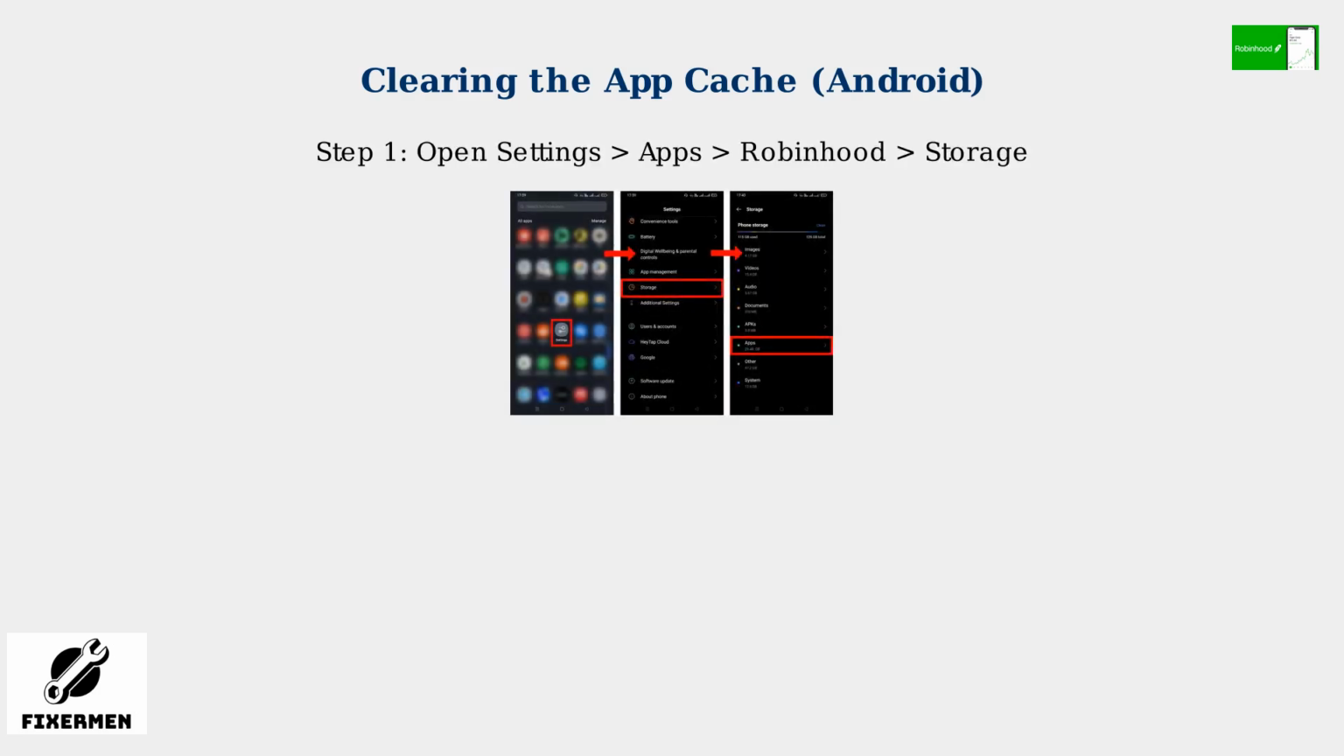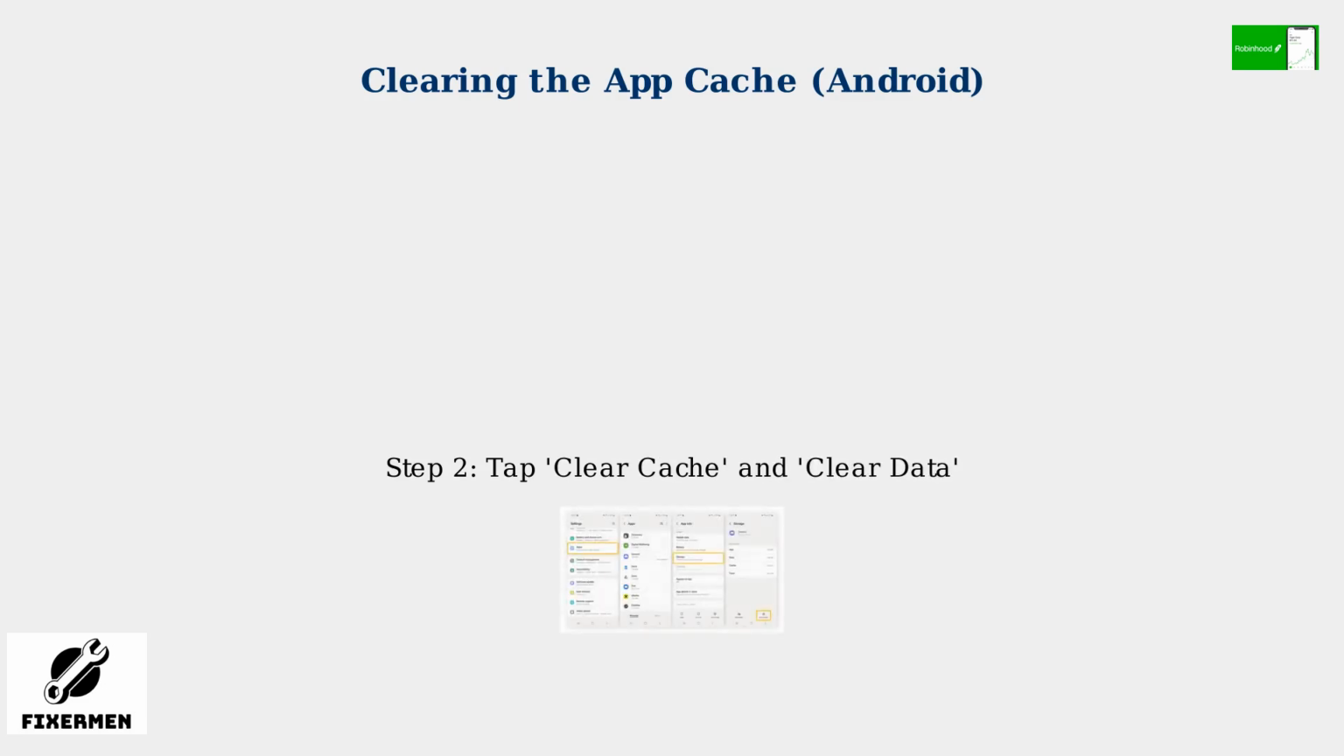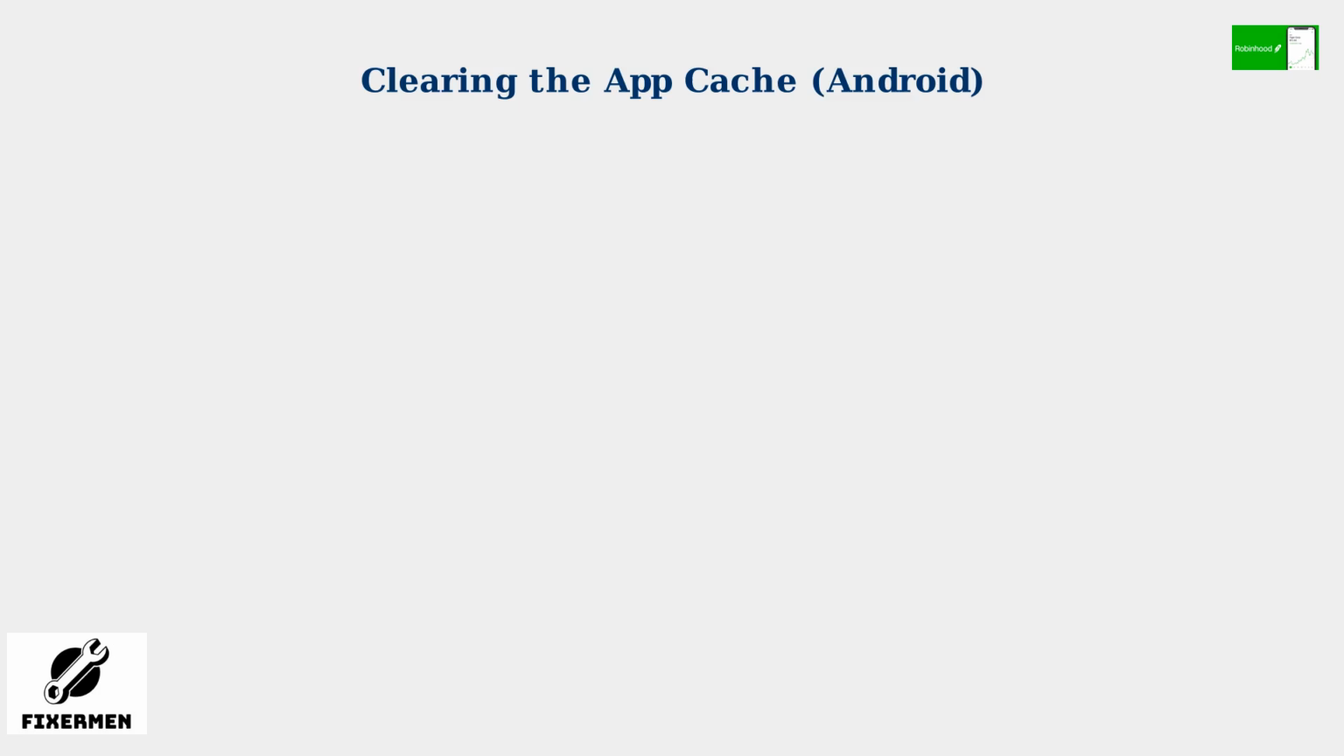On Android devices, clearing the app cache can resolve Error 401 issues. Start by opening your Settings app. Navigate to Apps, find Robinhood, then tap Storage to access cache options. In Storage, tap Clear Cache first, then Clear Data. This removes temporary files and app data that may be corrupted. Important, clearing data will log you out and require re-authentication. This is a crucial step for fixing authentication errors.